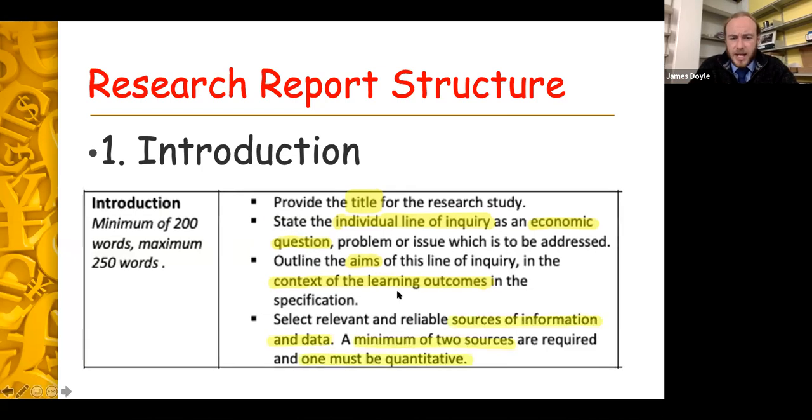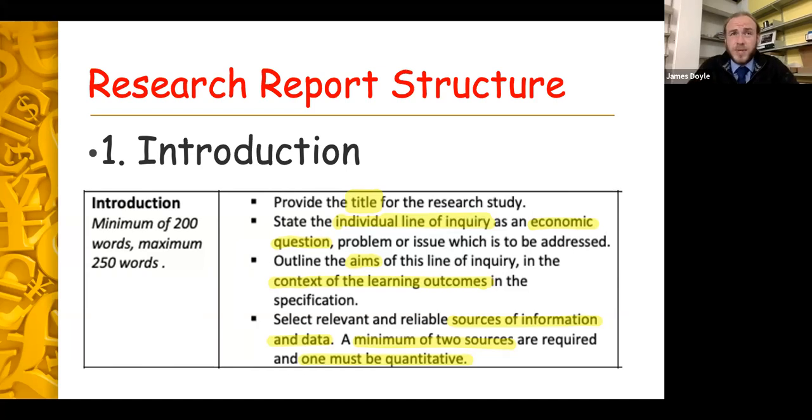Now the next part in that section is to select relevant and reliable sources of information and data. It says a minimum of 2 sources are required, and 1 must be quantitative. We're going to come back to this later. It doesn't give a maximum, so be wary of how many you actually give in this context. One must be quantitative, fair enough, but the other source could come from a wide range.